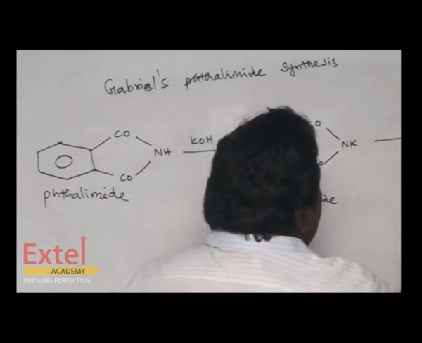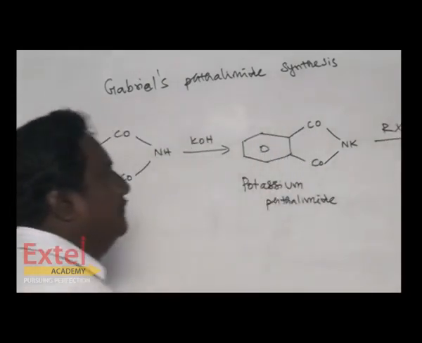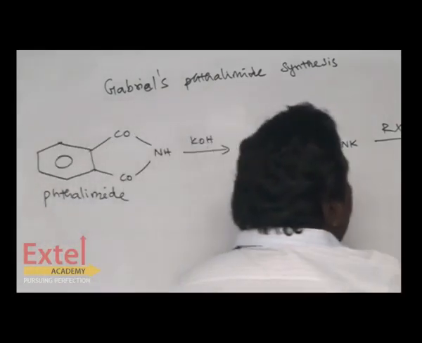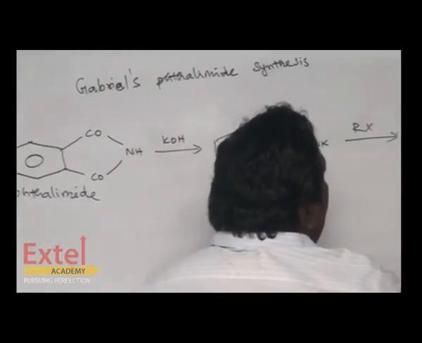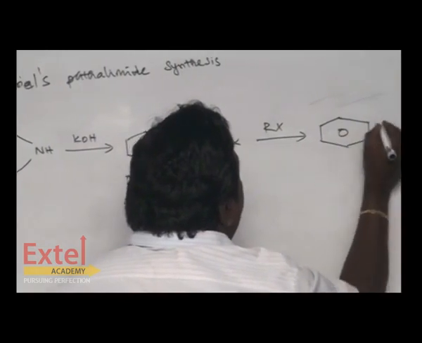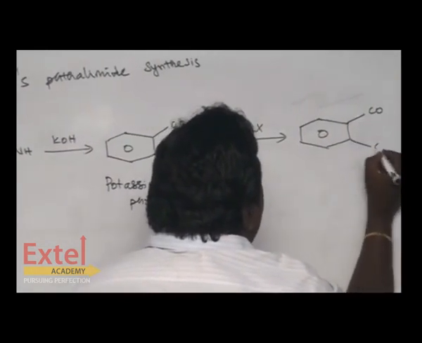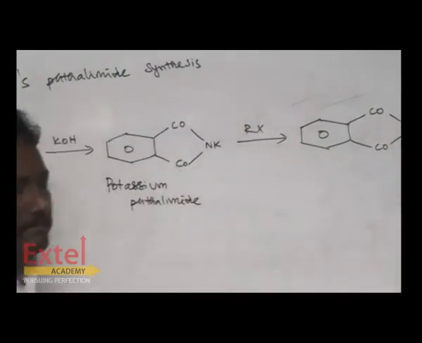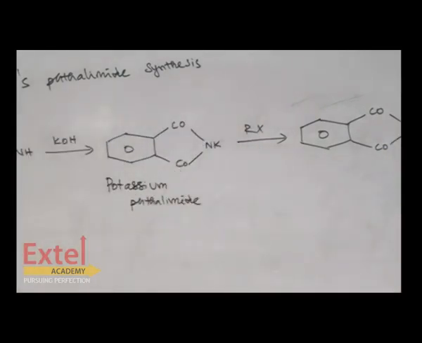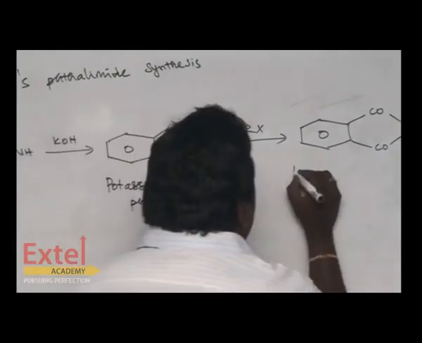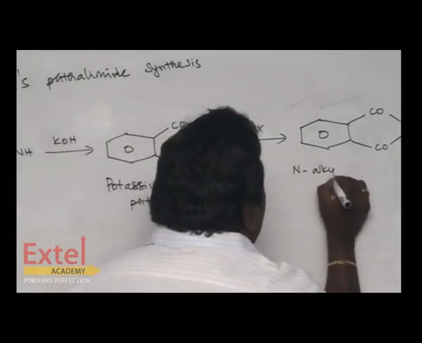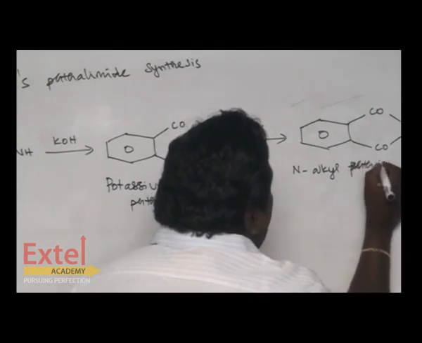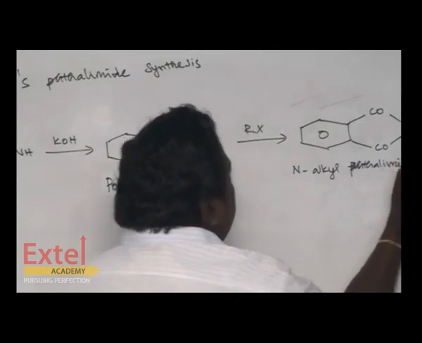When it is treated with alkyl halide, the K will be replaced by R. So you are getting NR. This is called N-alkyl phthalimide.